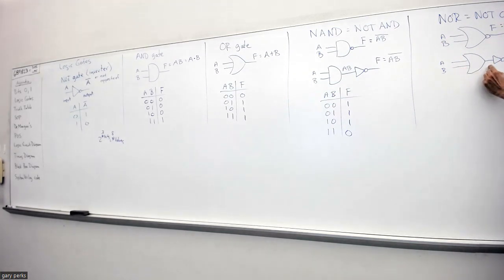Okay, so first, the inputs are ORed together, so you get A or B. And then once those inputs have been ORed together, the whole thing gets inverted. So the Boolean expression looks like that: F equals A or B, the whole thing inverted.